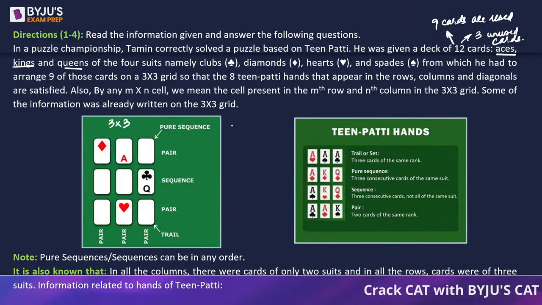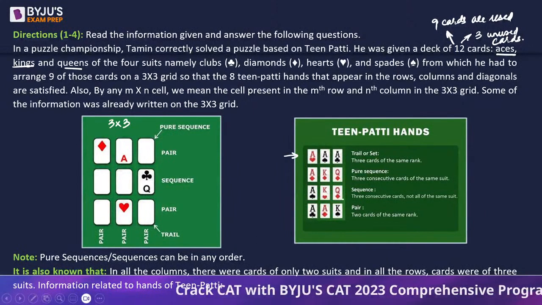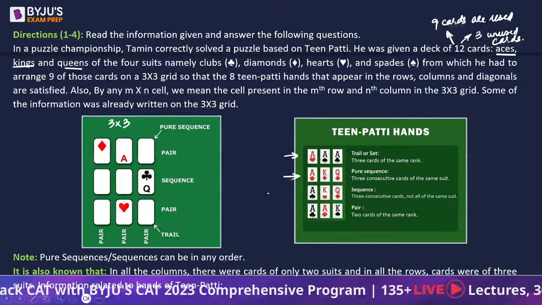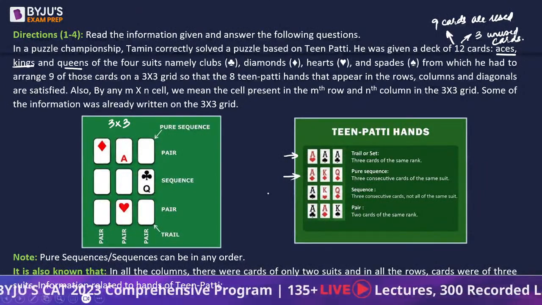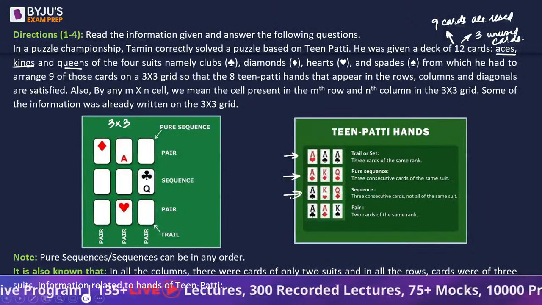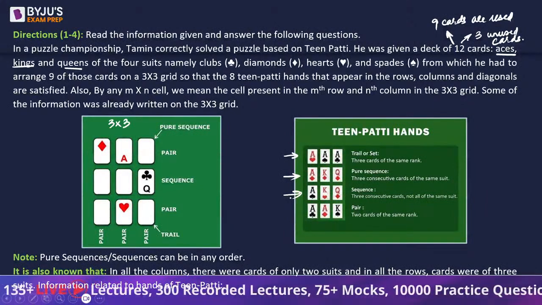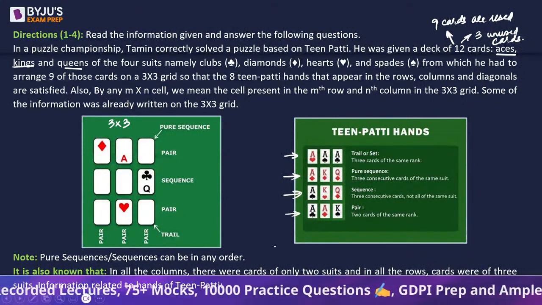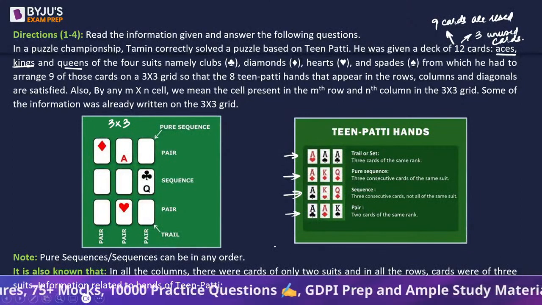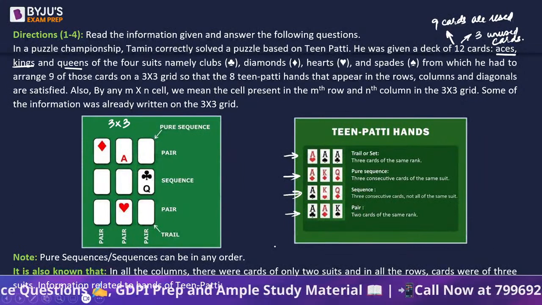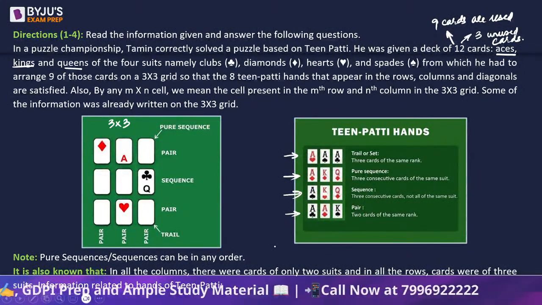Now, in the case of Teen Patti, what are the different hands we have? When you have 3 cards of the same symbol, those are called trail or set. When you have 3 cards of the same suit, but they are consecutive in order, they are called pure sequence. A sequence is a combination of 3 consecutive cards, but they are not all of the same suit. So that's the difference between pure sequence and sequence. And a pair means that you need to have 2 cards of the same rank, where ace, king and queen are the ranks, and hearts, spades, clubs and diamonds are the suits.